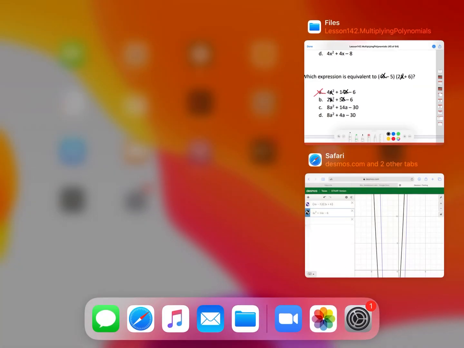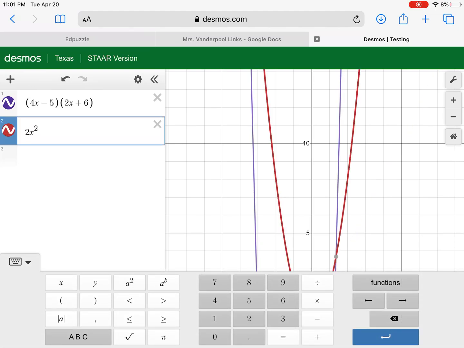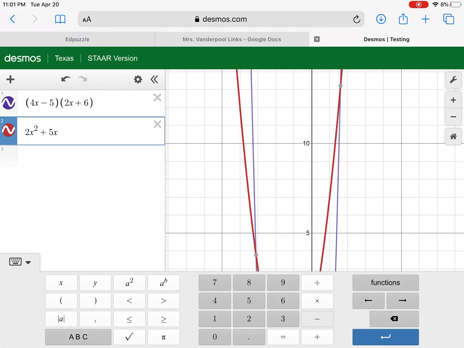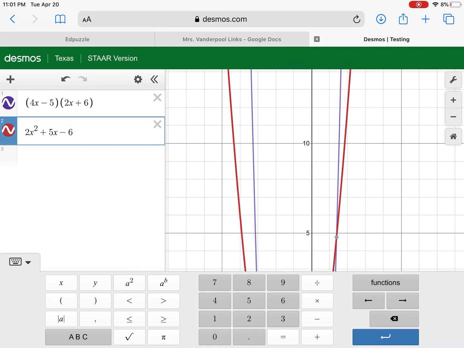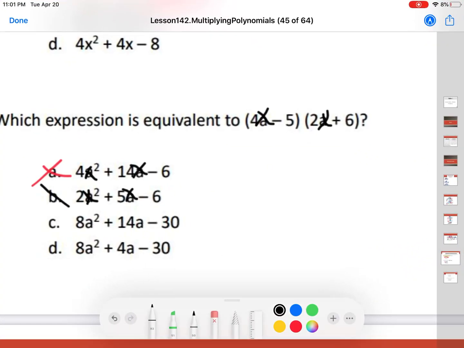Let's try B. 2x squared plus 5x minus 6. Okay, there's the red graph. Doesn't match the purple, so it's not B.